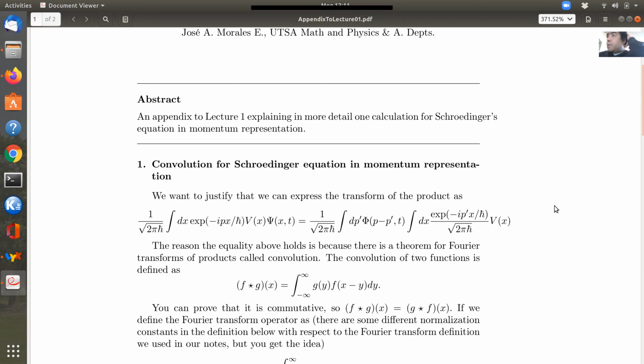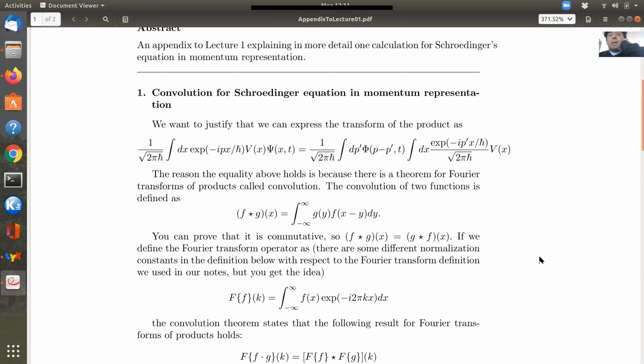The convolution is a property that appears in Fourier transforms of products. And it's quite important. If you studied Fourier transforms in your mathematical physics course, you probably saw this. And there's a theorem, again, in Fourier transforms of products, which is called convolution. Let's start by defining convolution, which is the following.